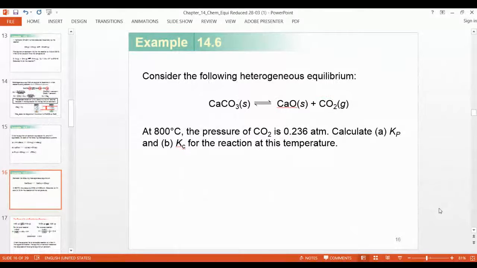Okay, next, consider the following aqueous reaction. This is a heterogeneous equilibrium. The pressure of carbon dioxide is given here. Calculate number 1, Kp, and number 2, calculate Kc for the reaction at this temperature. So how do you start?